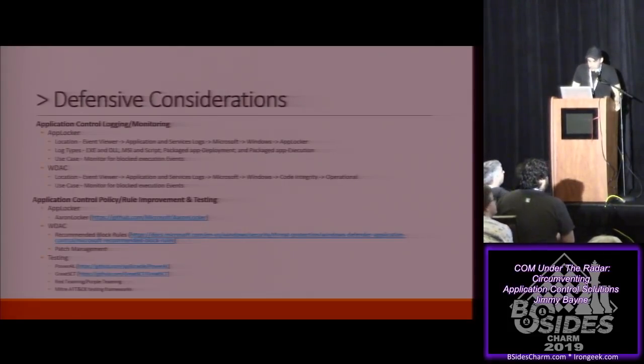Also, keep an eye on your AppLocker and your WDAC logs. If you see weird blocked execution events, it's probably a likely indicator of compromise. And for policy and rule improvement, there's a project called AppLocker for AppLocker, a really good way to boost your AppLocker rule sets. For WDAC, make sure you update the Microsoft block rules list if you are implementing it. This changes from time to time, and keep your patches up to date.